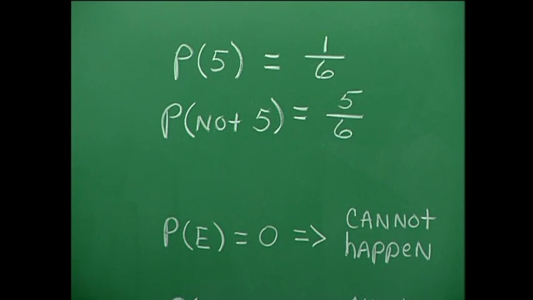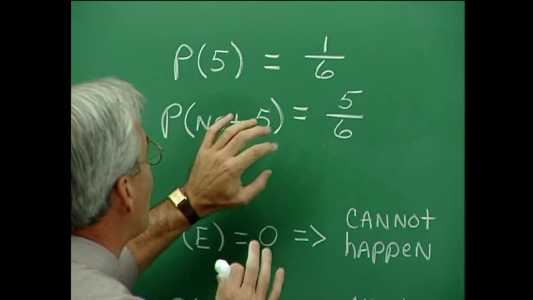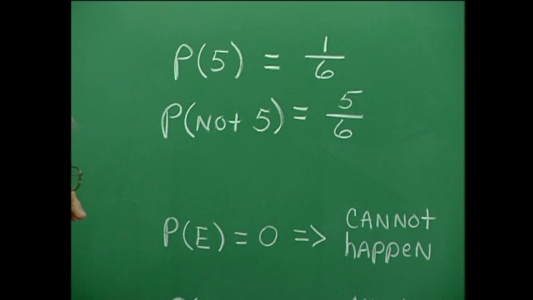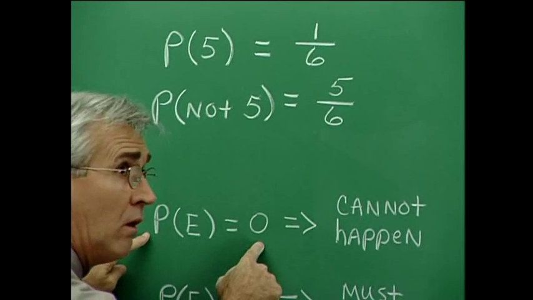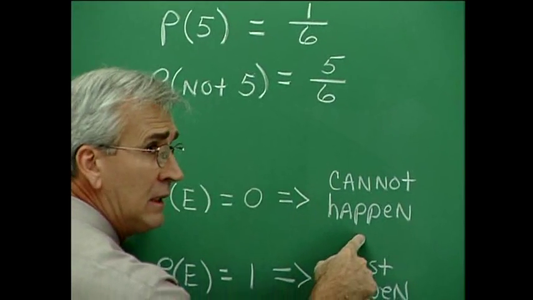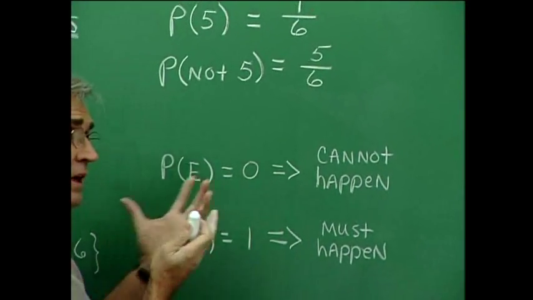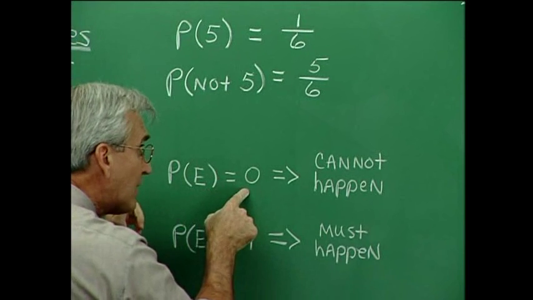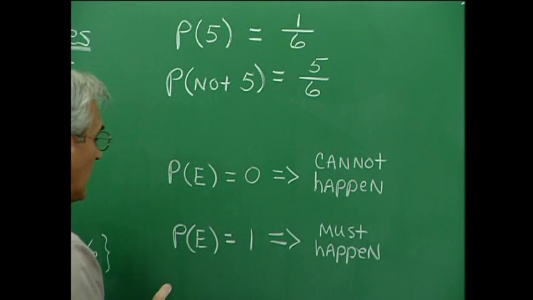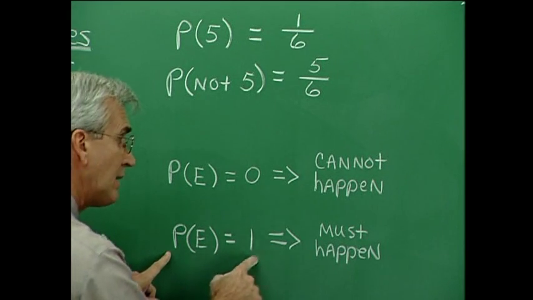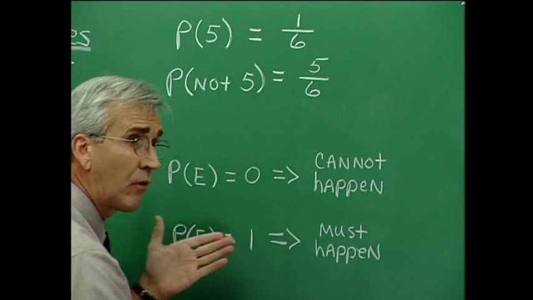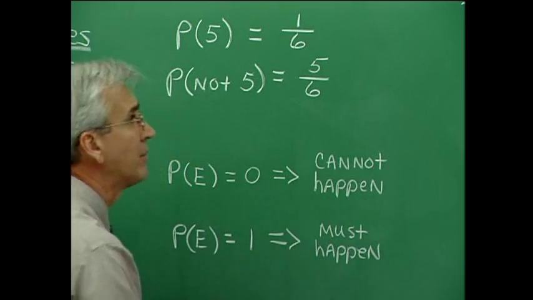Okay, now just to make sure we understand, it kind of goes along with the idea of complement, but if the probability of some event is equal to 0, you see, then it can't happen. And as we approach 0, it becomes less likely. But if we arrive at 0, it can't possibly happen. And in a similar way, if the probability of some event is 1, then it must happen. And as we approach 1, it is more and more likely to happen.